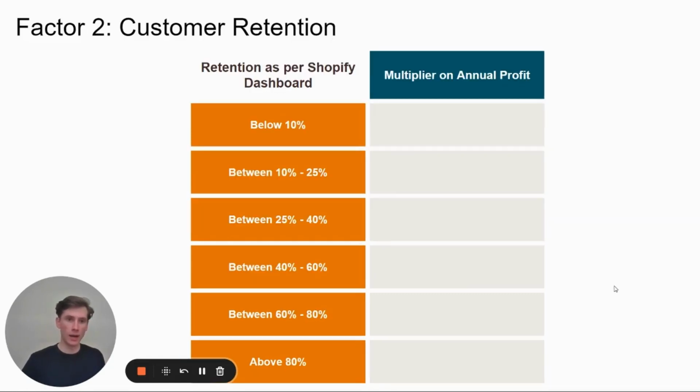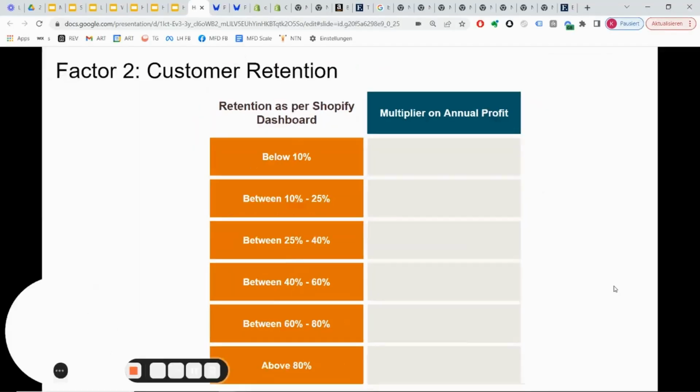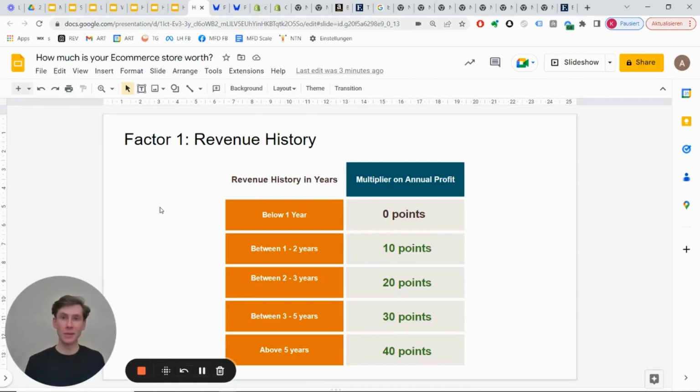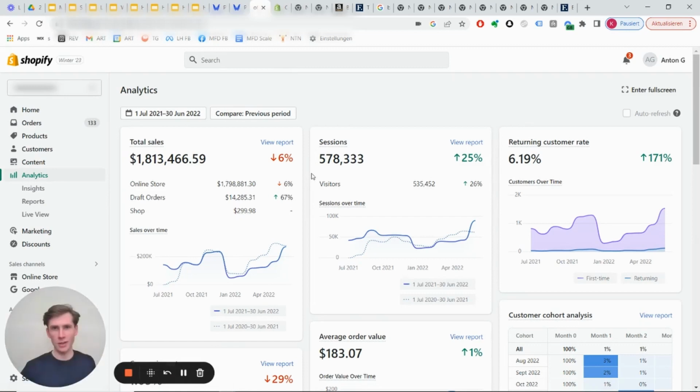Factor number two, customer retention. Those are all designed to be very simple for you to find, right? I specifically chose the most important factors that you can find immediately when you go into your Shopify store. So obviously, you know how long your Shopify store has been around. That was factor number one. Factor number two is, if you go into your analytics dashboard, you will see this returning customer rate, right?